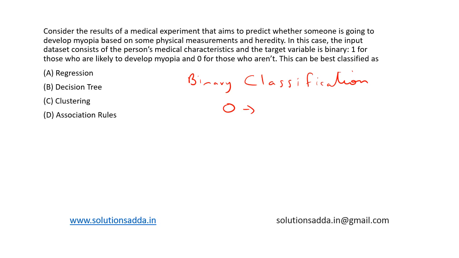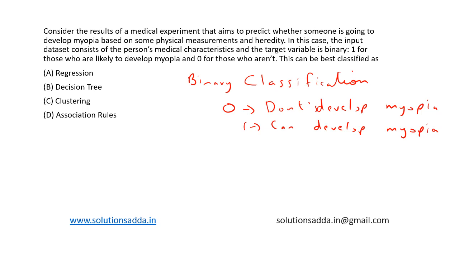0 class is for those who don't develop myopia and 1 can develop myopia. So let's see the options.